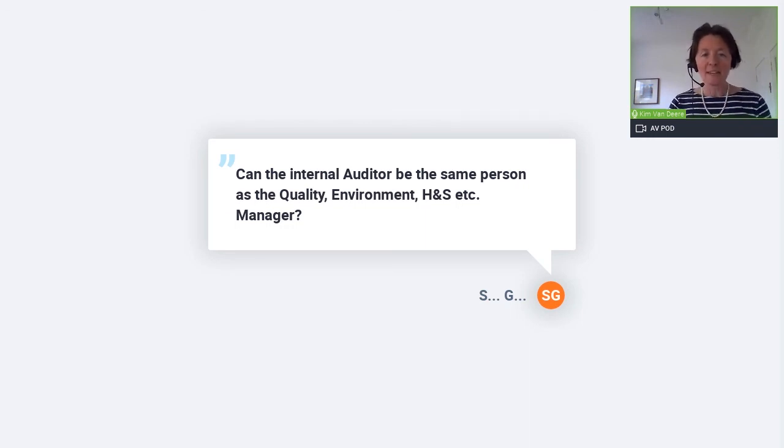And Samir, can the internal auditor be the same person as the quality, environment, health and safety manager? They absolutely can. In larger organizations, you can imagine where you've got a quality manager and rooms full of auditors. Again, that's a dream scenario. It doesn't happen most of the time. Chances are in most smaller organizations, you've got a person who is quality, environment, health and safety, information security, I don't know, facilities management. Basically, it's the same guy or girl.